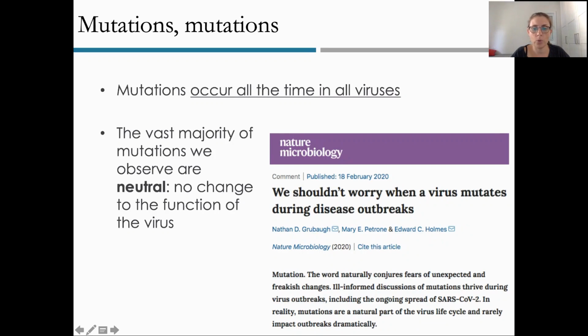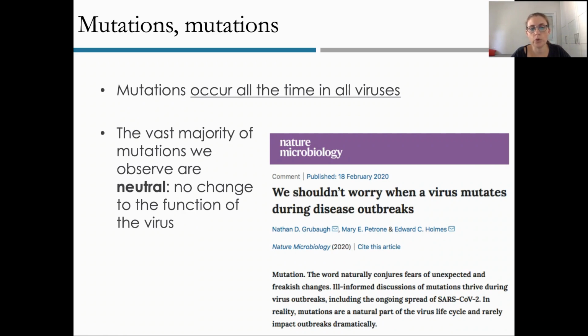As described here, the word naturally conjures fears of unexpected and freakish changes, this word mutation. But actually mutations are a very natural part of the life cycle of a virus. All viruses mutate, and they mutate all the time. And the vast majority of mutations that we observe are neutral. There's no change to the function of the virus.